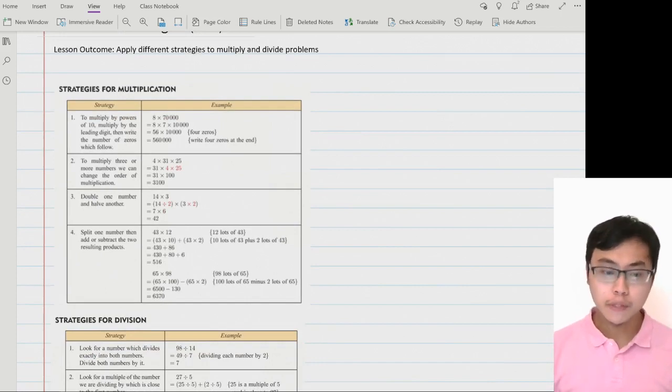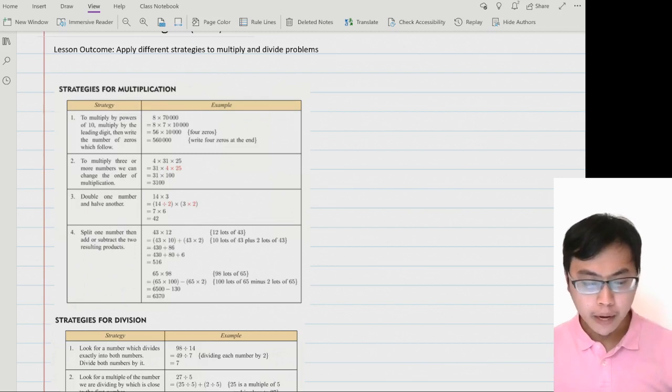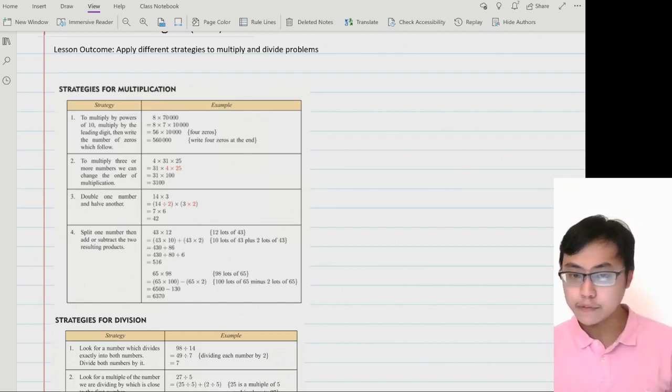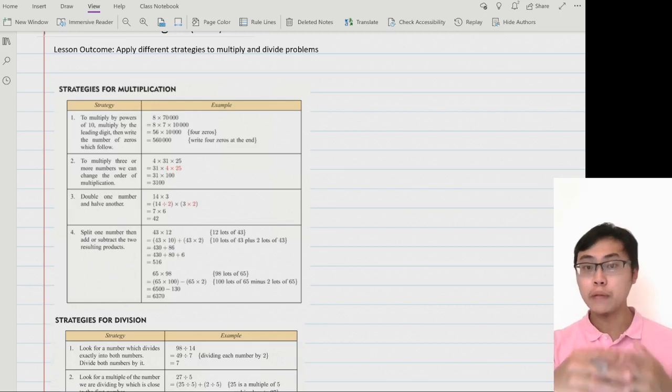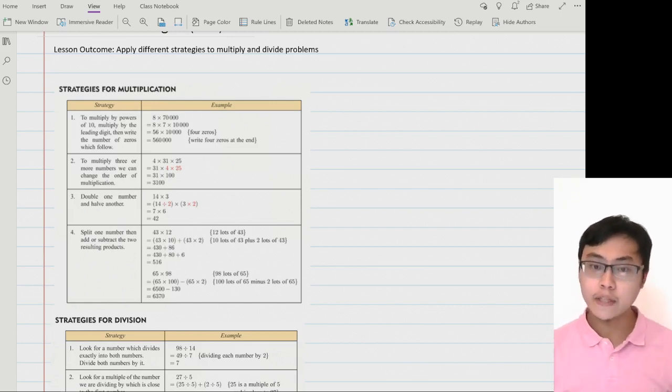Let's start with multiplication. First of all, you can multiply by powers of 10 and then write the number of zeros which follow. So for example, if I have 8 times 70,000, instead of multiplying 70,000, I do 8 times 7, and then it's going to be times 10,000.